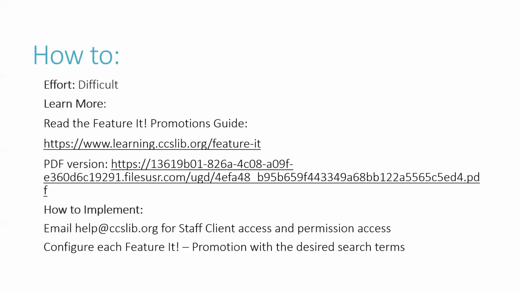So with this one, under Learn More, we've got a guide that will take you step by step through using Feature It. If it's something you decide you do want to implement, you will need access to a tool called the Staff Client and permission. But again, you can email us at help@ccslib.org in order to get that set up. And then once you've got it set up, you can go ahead and follow the guide. It'll take you step by step through creating those Feature It promotions using the designated search terms.